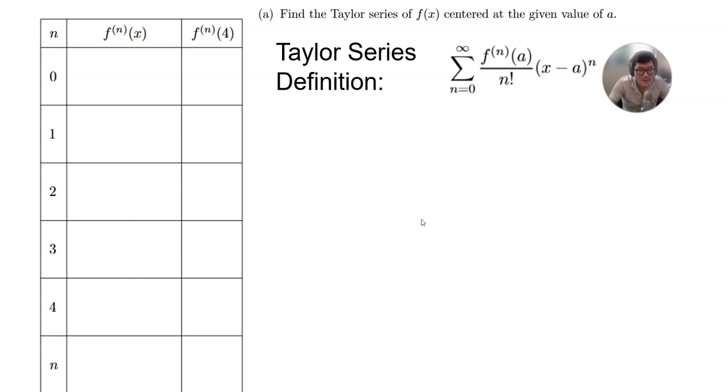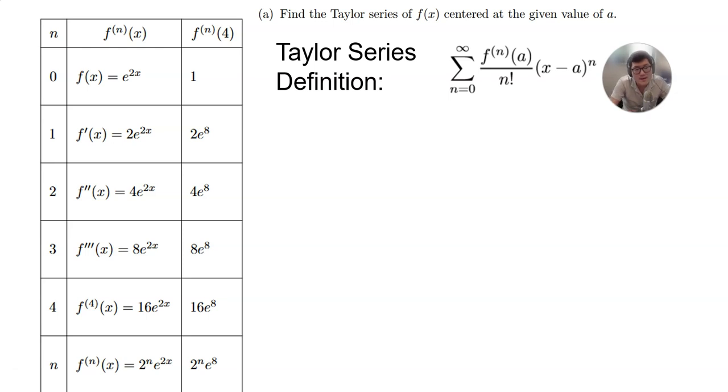So what I like to do is make a table because if you recall, our Taylor series definition is highlighted up here, and we need to find some derivatives. I like to organize this in a table, so let's go ahead and calculate some derivatives. If you want to take some time, pause the video here. I'm going to reveal the answer in just a second.